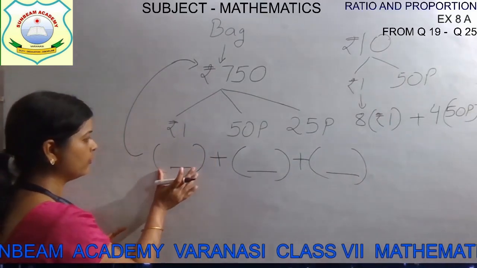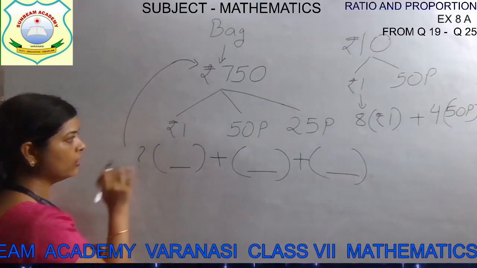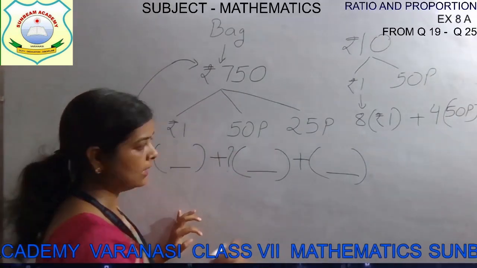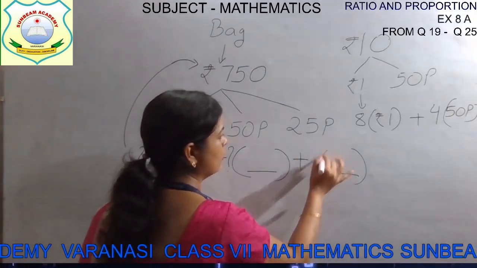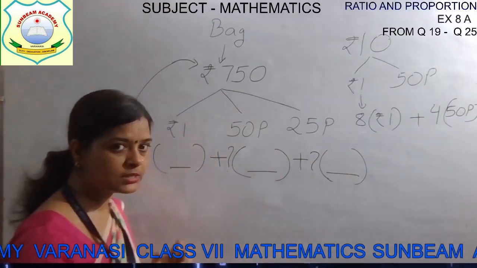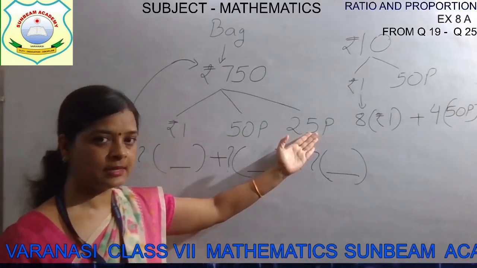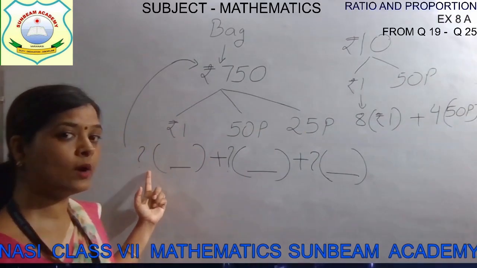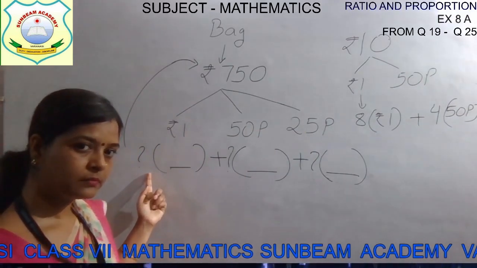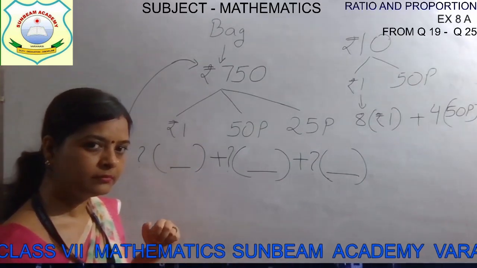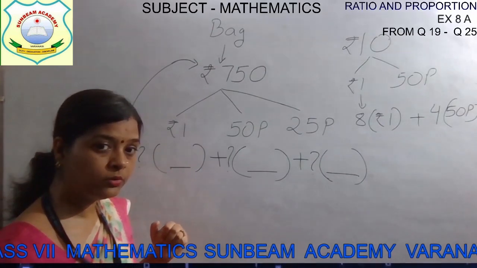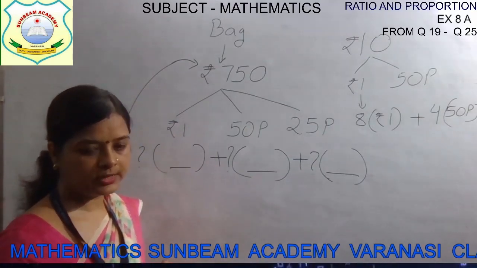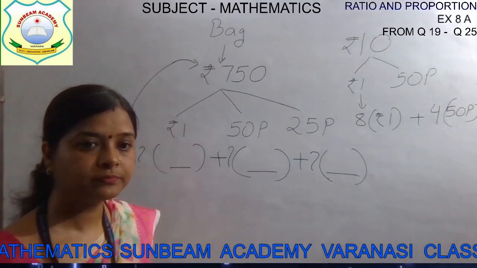So the same process we will apply here, children. We will have a few 1 rupee coins, a few 50 paisa coins, and a few 25 paisa coins. First we will convert them into either paisa or rupees, and then we will multiply with the quantity. Is the quantity given? How many 1 rupee coins are there? No. What is given to you? The ratio is given to you. Let's see what the ratio is.